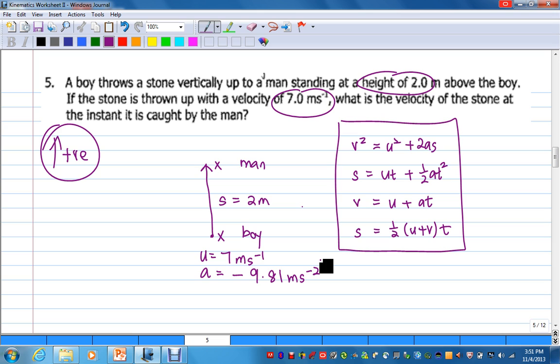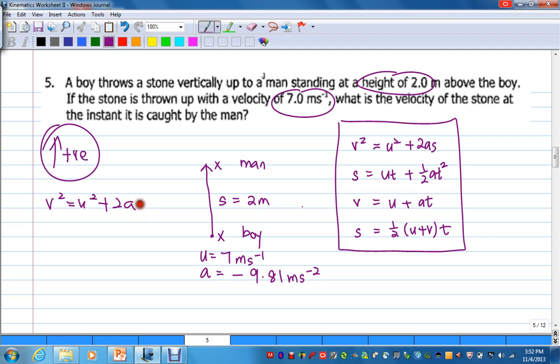So let's take a look at the 4 equations of motion. I have S, I have U, I have A, I want to find V. So which equation would you use? Yes, I will use the first equation, V squared equals U squared plus 2AS.